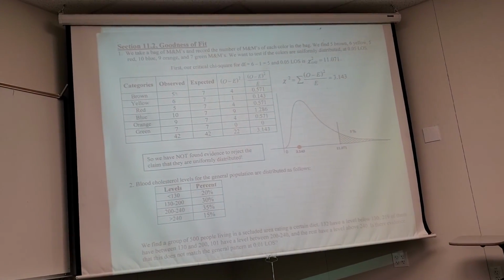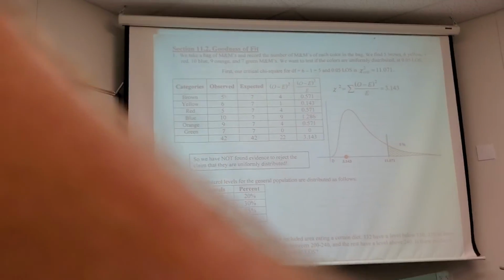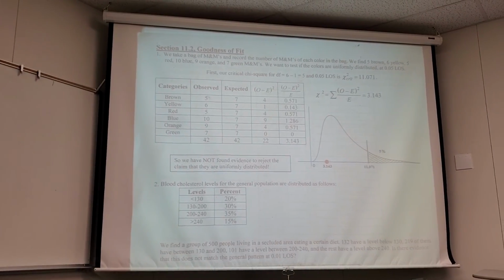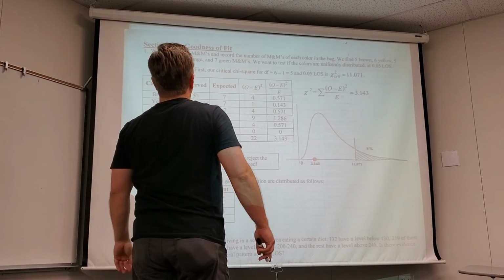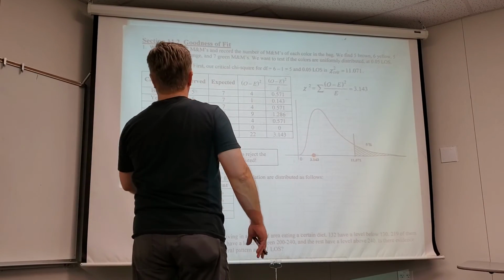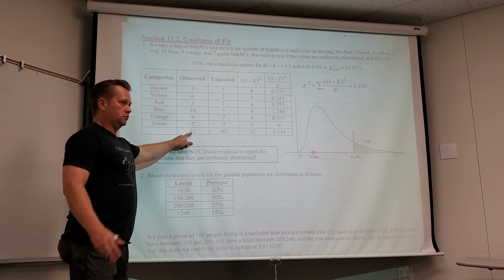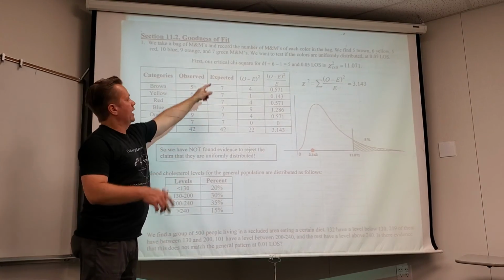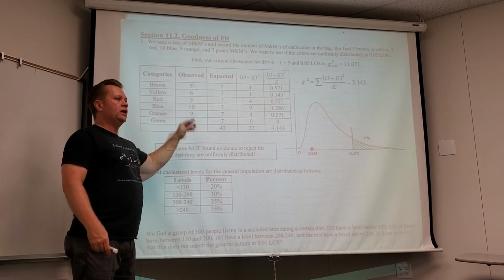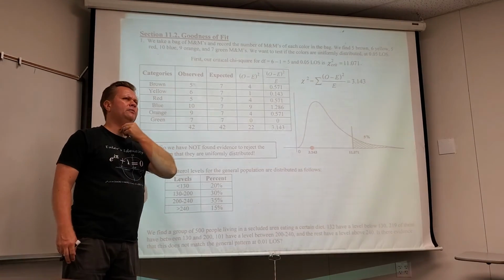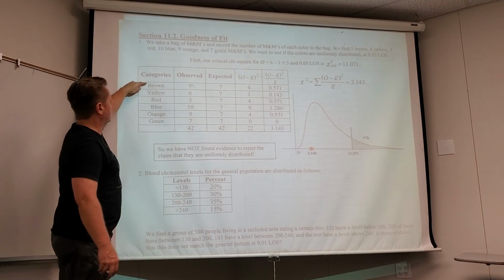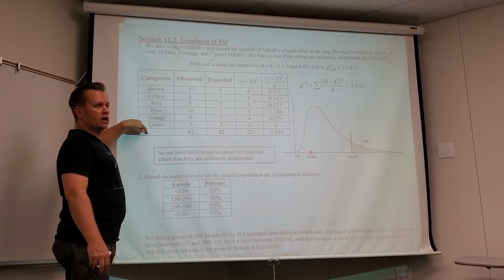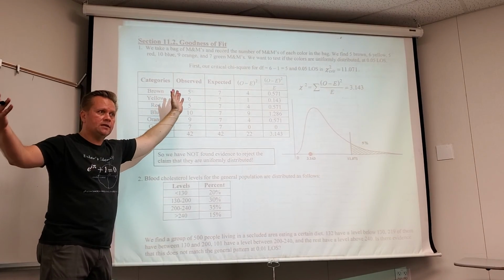Like you said, if the claim is that they're uniformly distributed, then everybody should have the same amount. We take a bag, and there are 42 total if you add up all the colors. If they were uniformly distributed, and I have 6 colors here, how many should each color have? Well, 7.